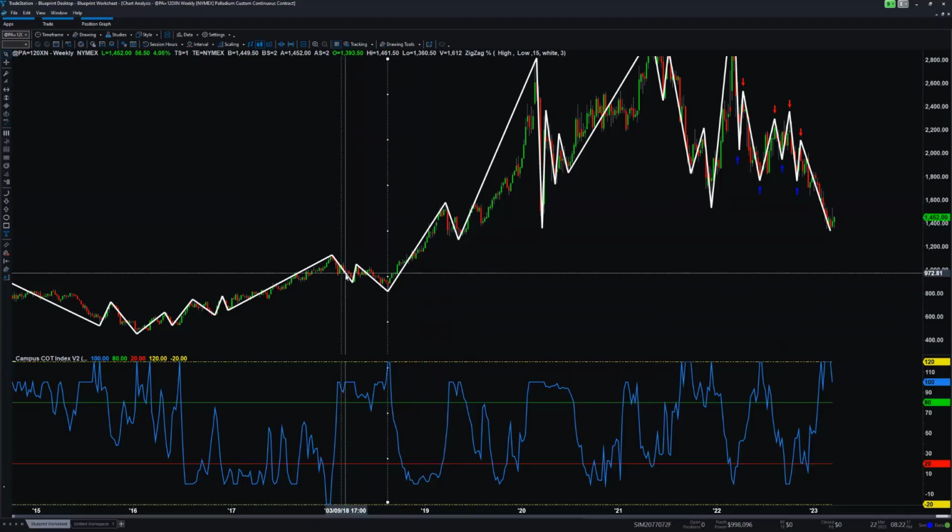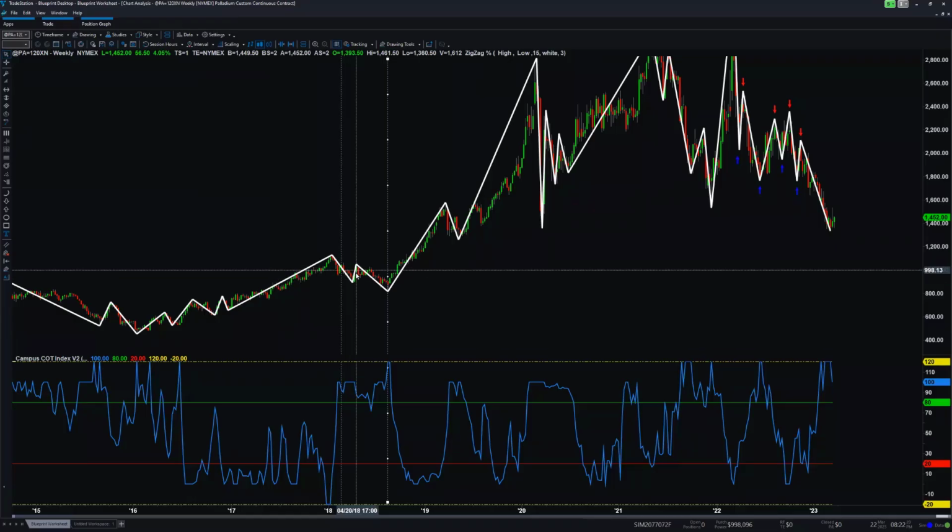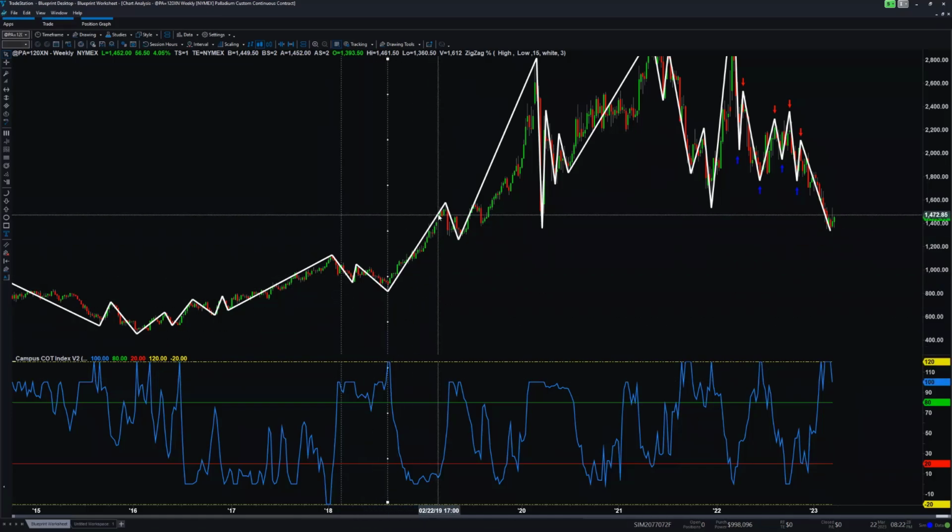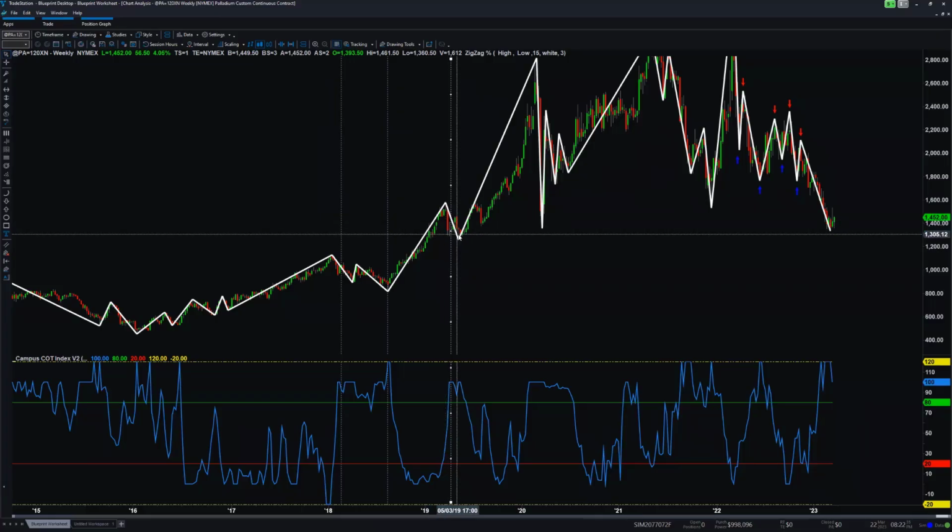So we may look to buy here. And as we may look to buy, we may be too early here in this case, right? And then eventually, as we get the extreme reading, we should catch that again. And then right here we're spot on. We're spot on, right?